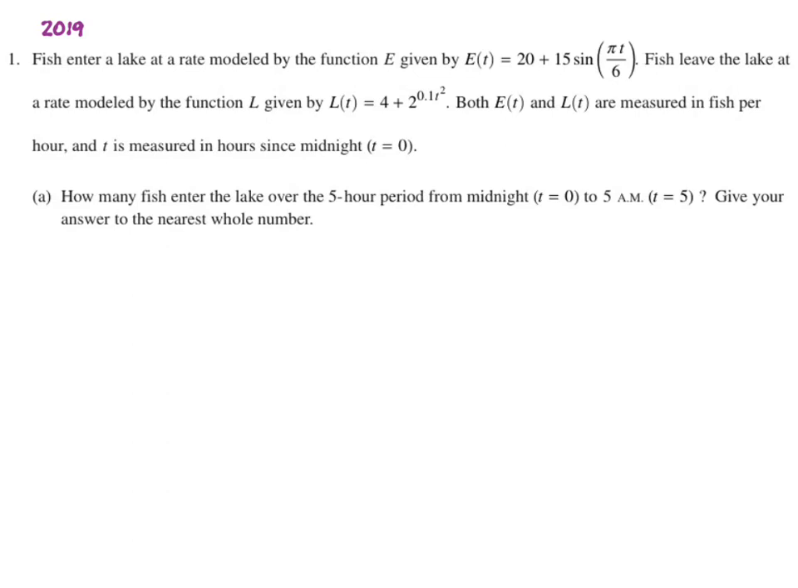So the first thing I know is that this is a classic rate in, rate out problem. E represents the rate at which fish enter, and L represents the rate at which fish leave the lake. So I'm going to take note of that. I'm going to write that down. I'm going to say E of t is my rate in, and L of t is my rate out.